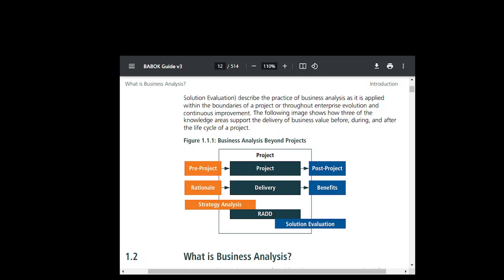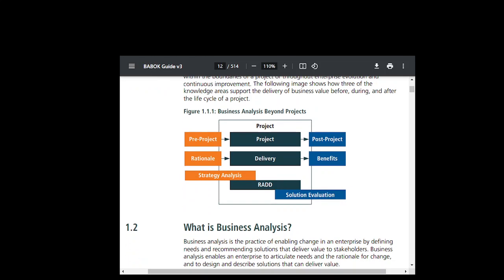So the business analysis beyond projects. You have pre-project and you have the project. Then you have the post-project. Then you have the rationale. Then you have delivery and you have the benefit. Then you have the strategy analysis, you have the RAD, and you have the solution. Now, remember, it shows you how the delivery of business value before, so the before is the pre, the rationale, the strategy, and during and after the life cycle of project, how it helps.